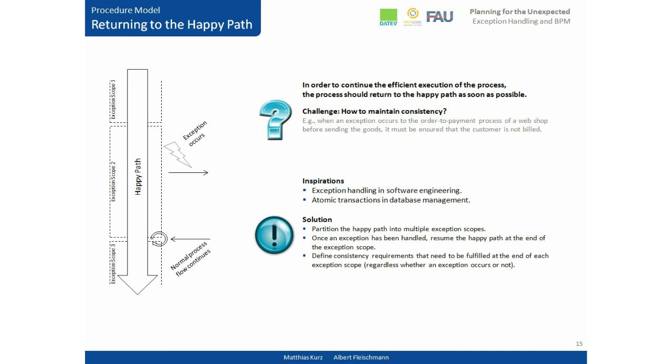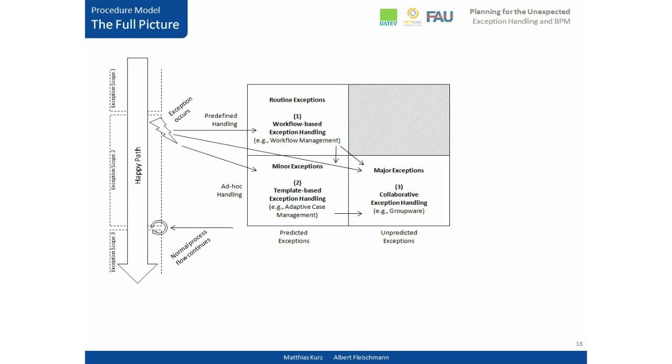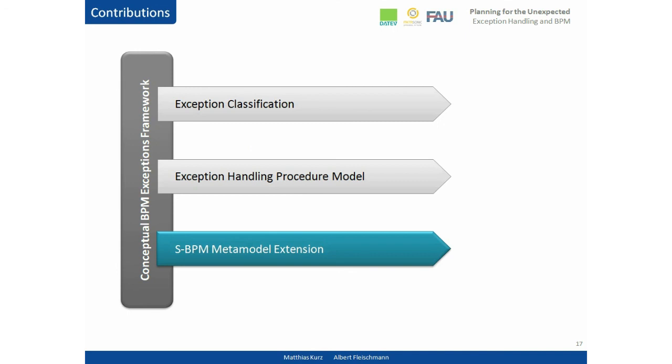And because we are using exception scopes that partition the happy path, it's much easier to define such consistency requirements and to ensure that exception handlers do not have to adhere to too many consistency requirements.